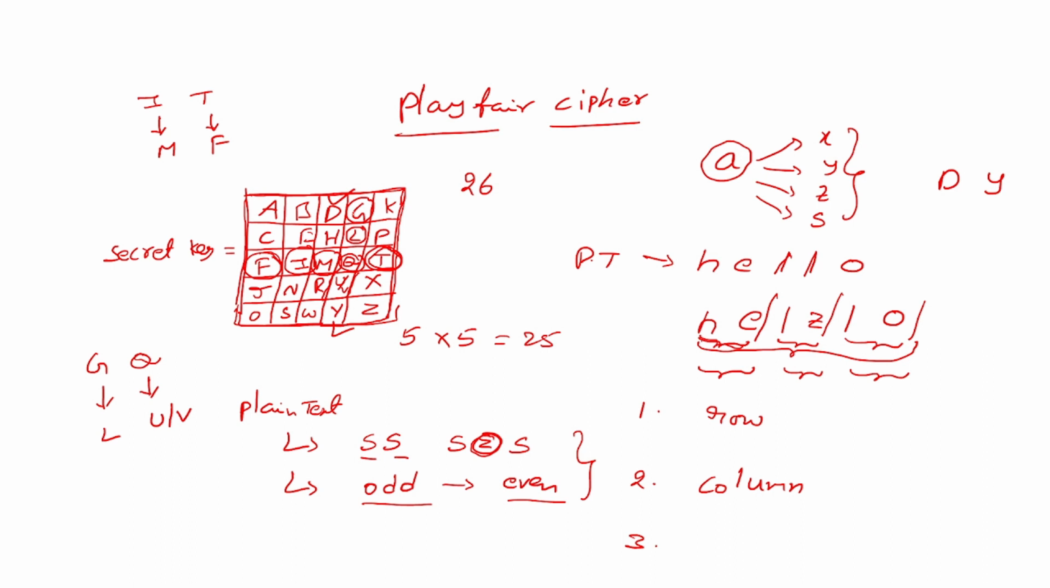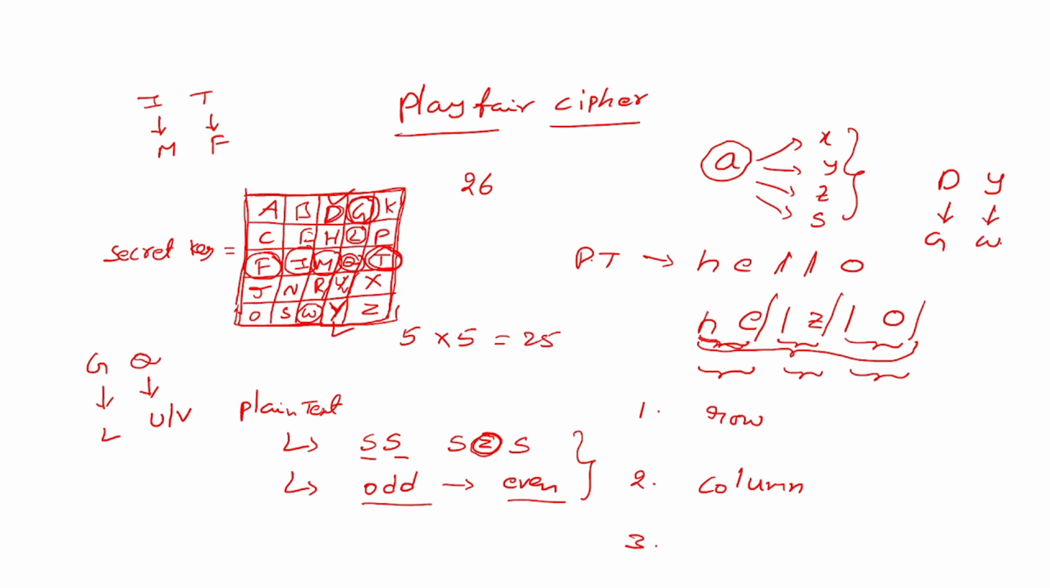Then in the place of D we take G, the character in the same row as D and the column of the other character. So Y is here, and D is here. In the place of D, we need to take G. And in the place of Y, the character in the same row as Y and the column of the other character. So D's column is this and Y's row is this, so we need to take W.